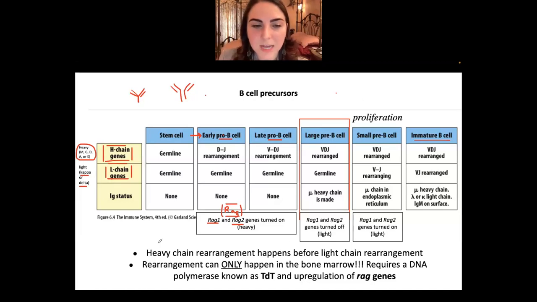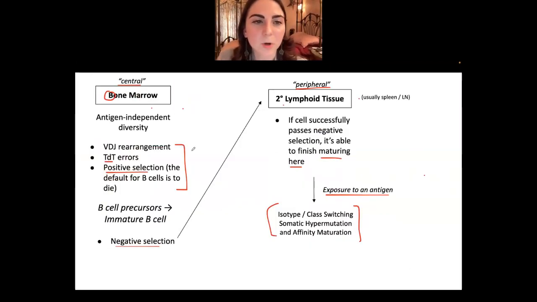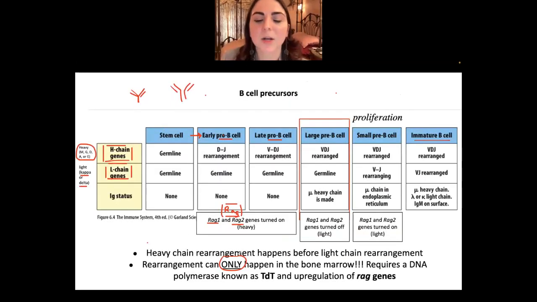Some notes before I show you what's happening: the heavy chain rearrangement happens before light chain. Rearrangement can only happen in the bone marrow. So again, when I go back to this slide, we're still in the bone marrow here. This is a genetic thing. You can't really change genetics when you're out. For B cells, when the genetics are changing, it has to be while they're still developing. So this rearrangement process can only happen in the bone marrow, which requires a DNA polymerase known as TdT, and then these RAG enzymes, which require turning on of RAG genes. Okay, so bear with me. We'll go through the process and hopefully it'll make more sense.